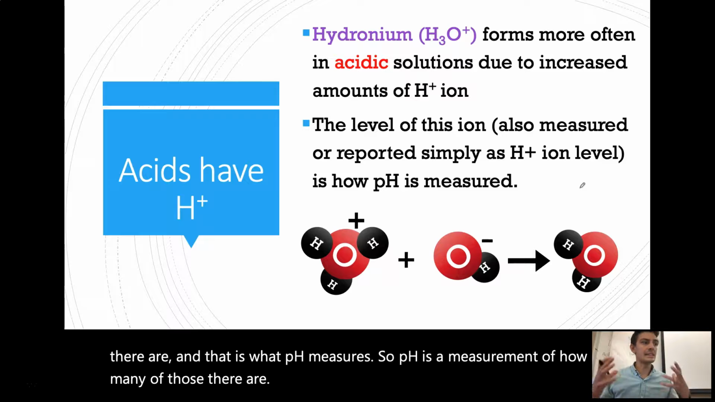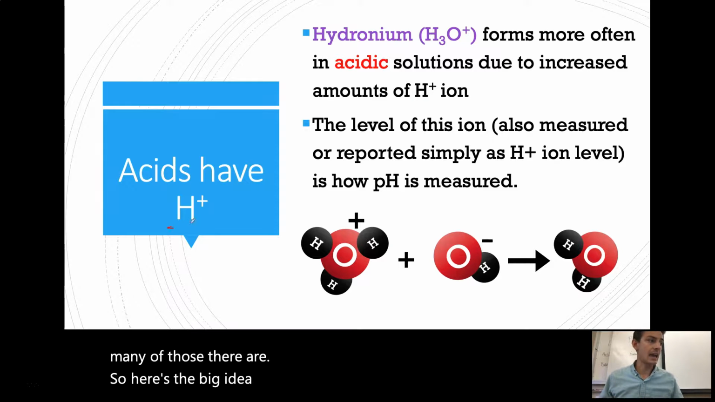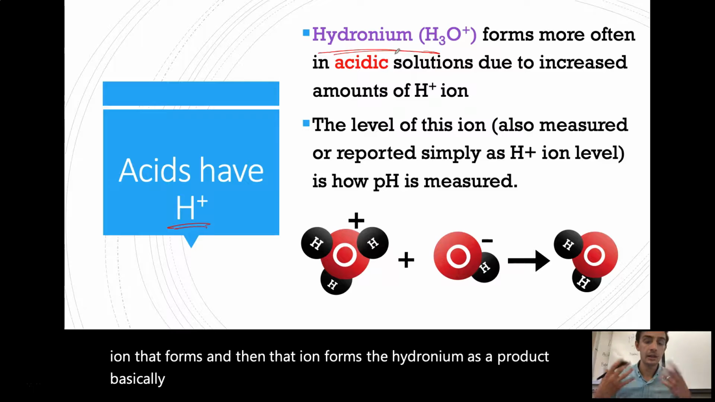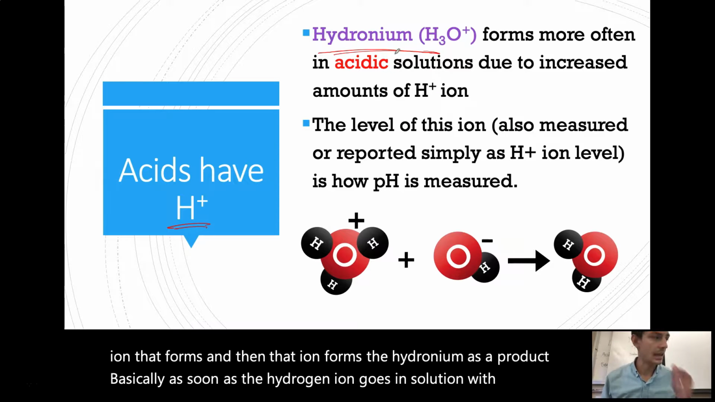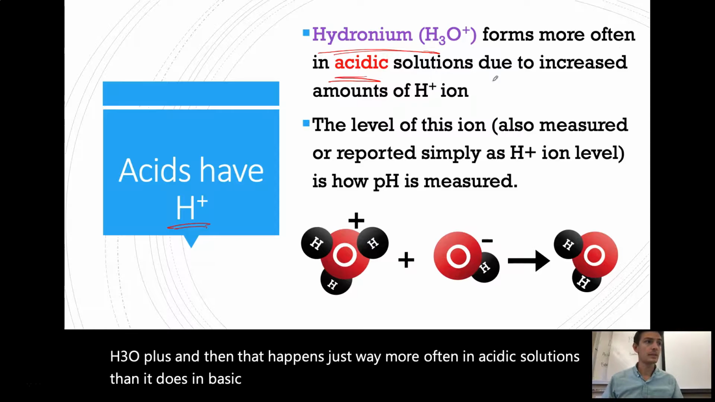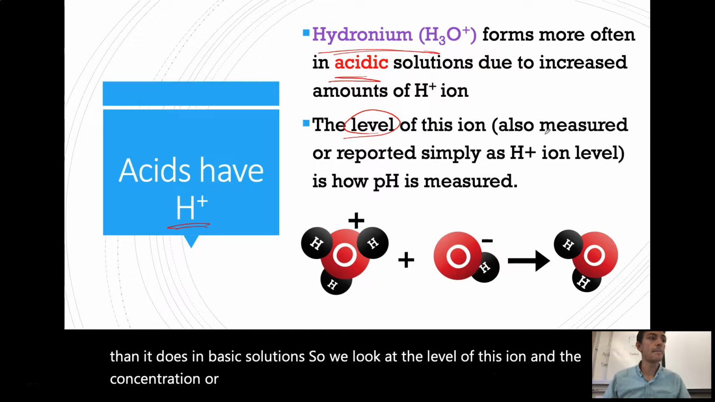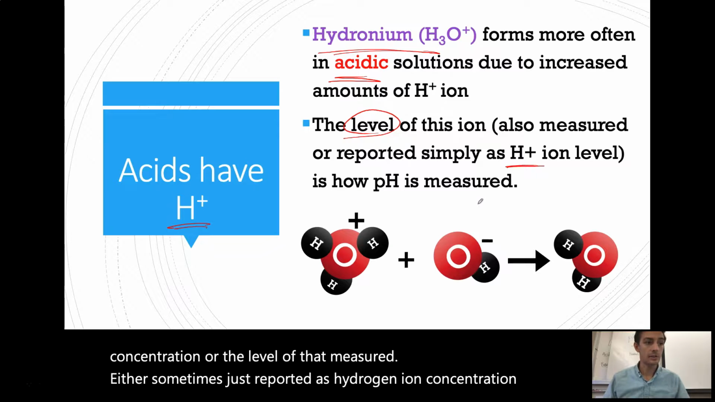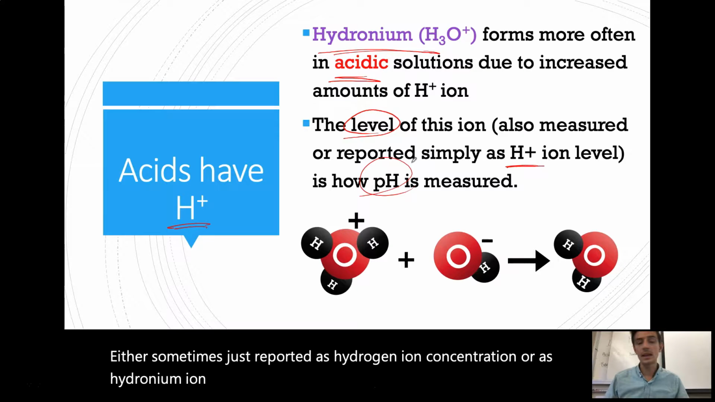So here's the big idea surrounding acids. Acids have H+, at least as an ion that forms. And then that ion forms the hydronium as a product, basically. As soon as that hydrogen ion goes in solution with water, it forms H3O+. And then that happens just way more often in acidic solutions than it does in basic solutions. So we look at the level of this ion, and the concentration of that measured, sometimes just reported as hydrogen ion concentration or as hydronium ion concentration. That is what pH is.